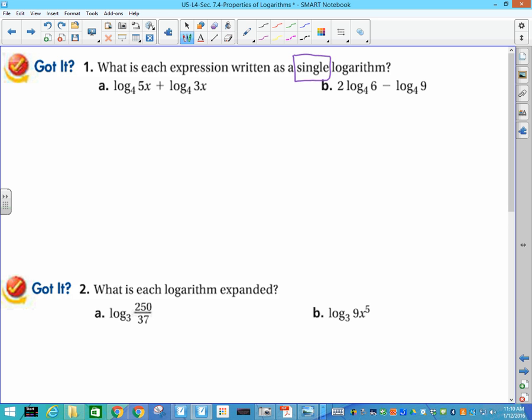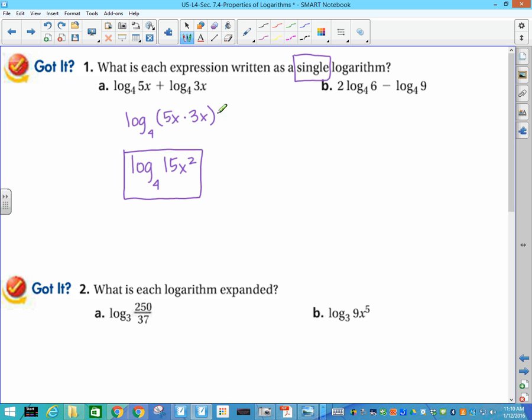That means your answer should only have the word log in it one time, okay? So we're using more properties, and that says I'm adding two logs together: log base 4 of 5x plus log base 4 of 3x. If it's adding, then that's what I get when I multiply. So I bring them together by multiplying my two arguments, 5x times 3x, and you, of course, would simplify that to get 15x squared. So that's how that simplifies.